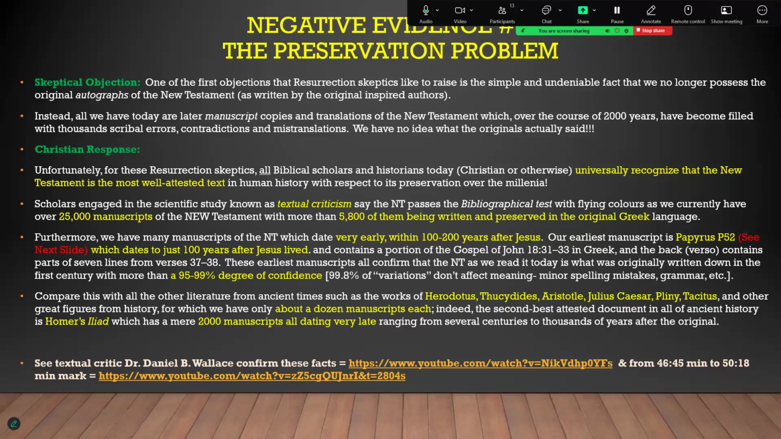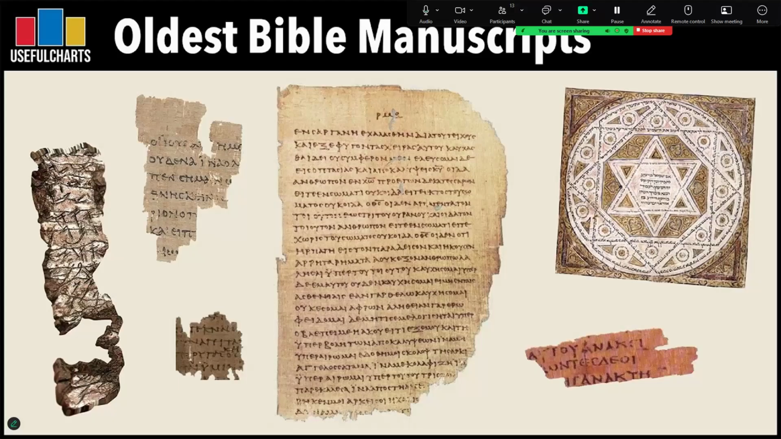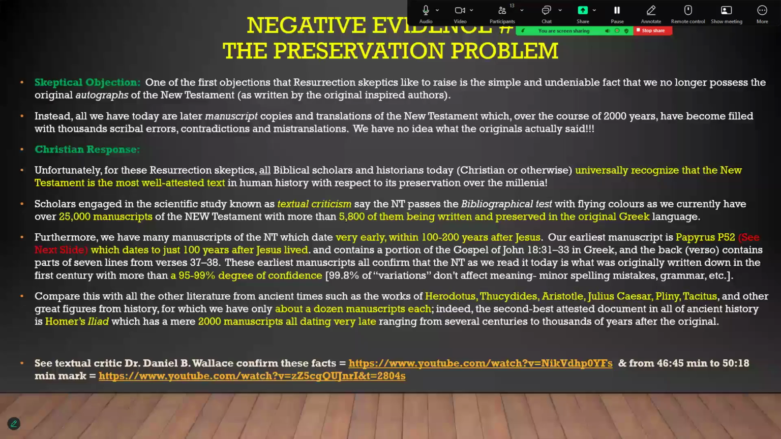In fact, our earliest manuscript is something called Papyrus or P52. And here's just an example of some of these old papyrus manuscripts. This is P52. The oldest manuscript comes from the Gospel of John, and it dates to about 100 AD to 125 AD, according to the majority of scholars. So that's literally 70 years to 100 years after Jesus. Incredibly early.